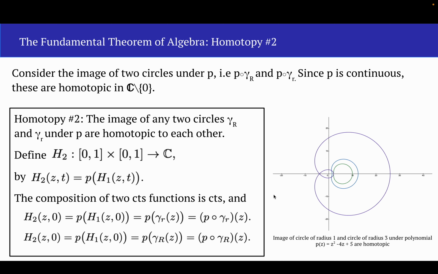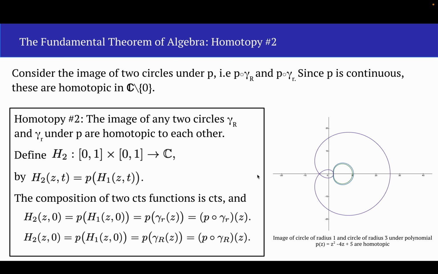Hopefully on this diagram on the right, you can see why immediately this is not true. What I've done is I've taken our two circles of radius 1 and radius 3, and I've mapped them under an example polynomial, p of z is equal to z squared minus 4z plus 5. And the claim is that there's a homotopy between the image of these two circles without passing through the origin, which is simply not possible.